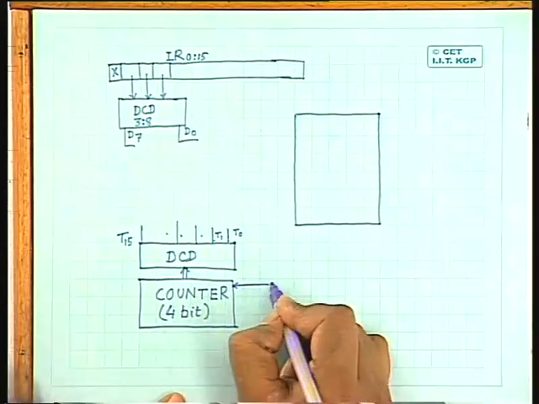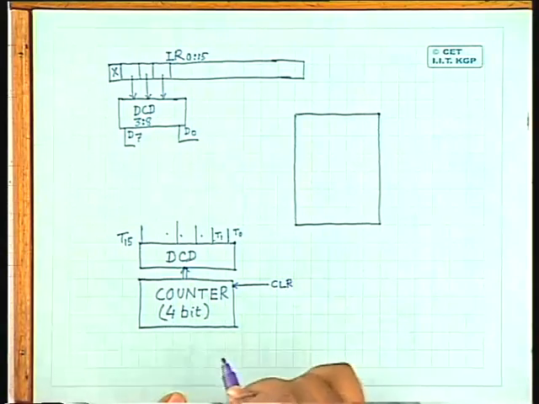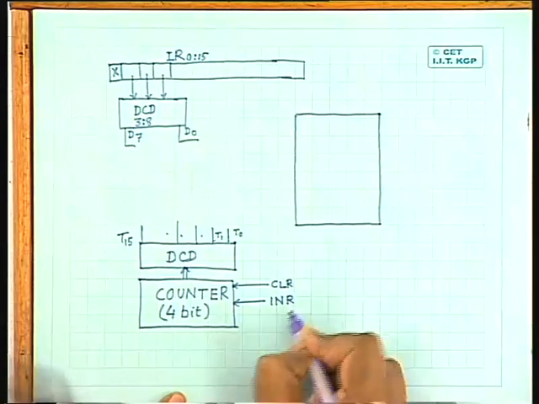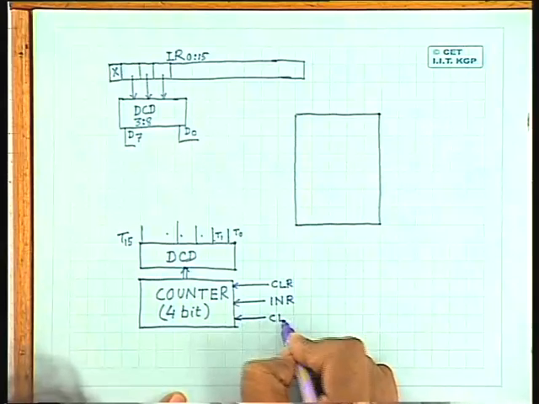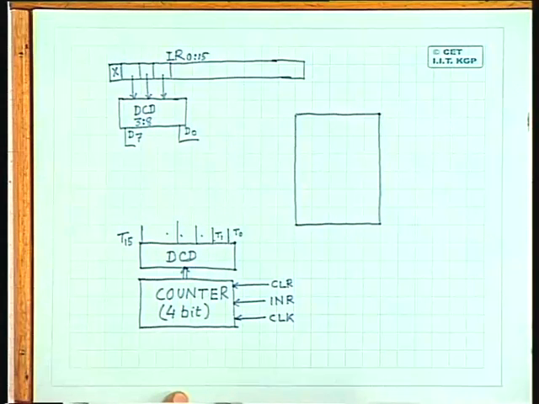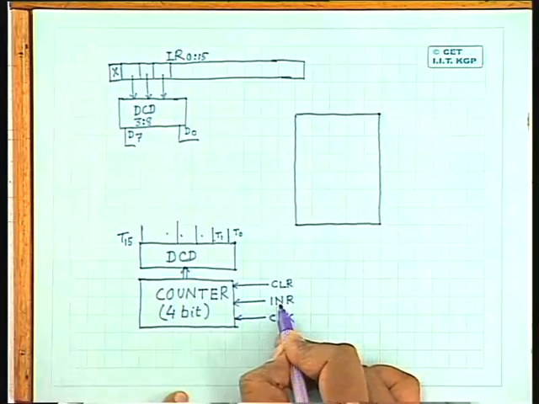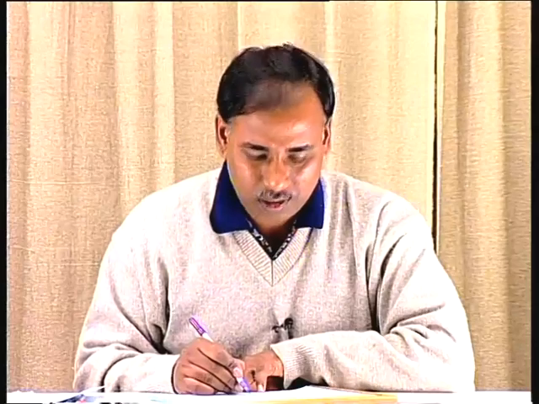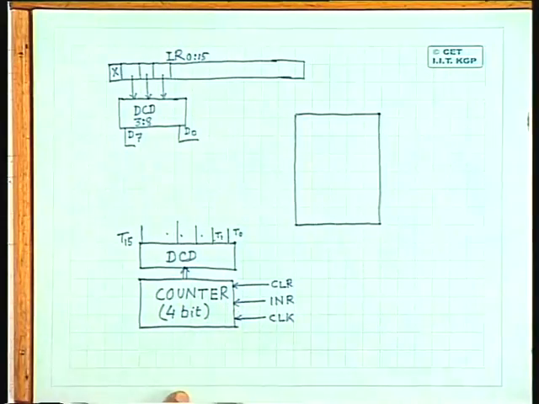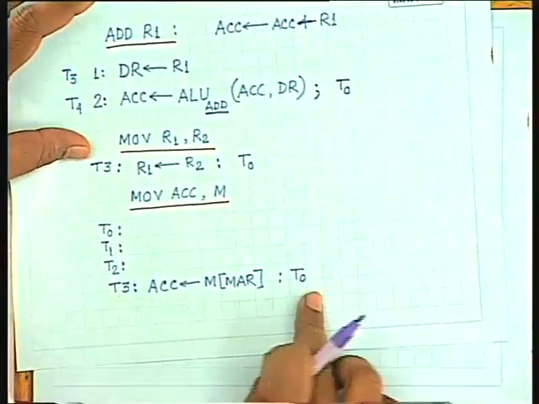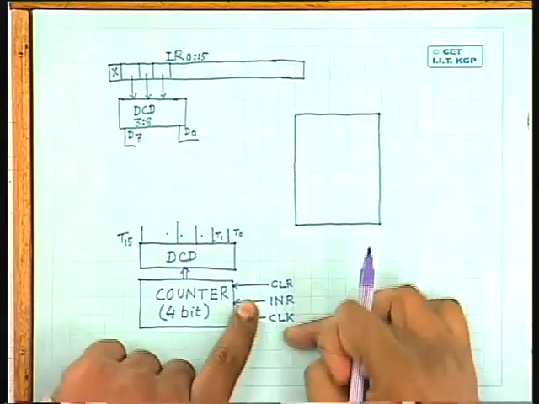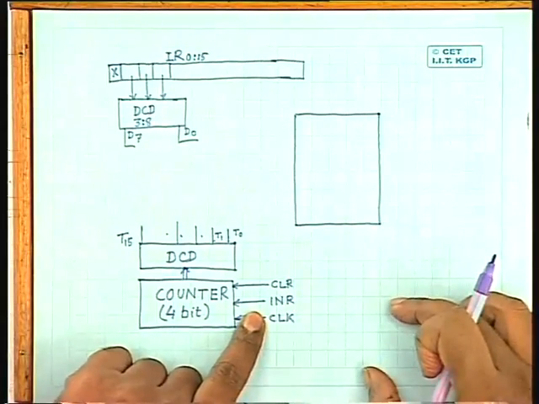The counter will have one input called clear, that is reset. It will have one input called increment, and another input called clock. This clock is the master clock. Our assumption is, when the increment input is 1, with every clock pulse the counter will be incremented by 1. When the clear input is 1, with the clock pulse the counter will be cleared to 0. And that is what will enable us to set the machine state to 0 after performing the desired operation. And in this design, I have to set how these inputs will be generated, so that requires another combination.